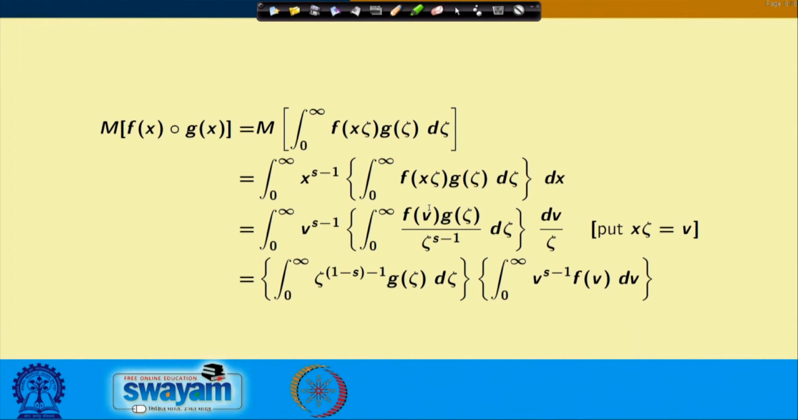The integral from 0 to infinity of eta to the power 1 minus s minus 1 into g of eta d eta, into the integral from 0 to infinity of v to the power s minus 1 f of v dv. So the first integral, 0 to infinity eta to the power 1 minus s minus 1 into g of eta d eta, is g bar of 1 minus s, whereas the second integral is nothing but f bar of s. So the Mellin transform of the convolution of two functions f of x and g of x equals f bar of s into g bar of 1 minus s.